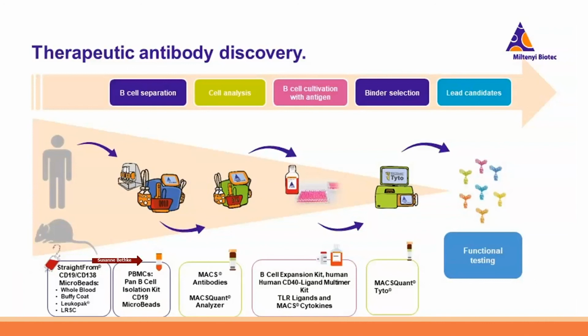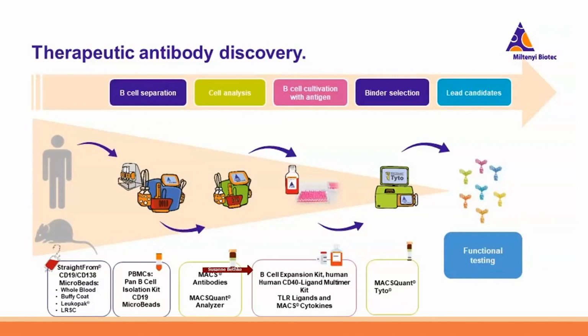And when you have isolated your B cells, of course, you're going to use the panels we suggested before to really see what B cells you have, if you really have what you wanted, and how the purity is. Of course, you want to do a bit of QC with the MACS antibodies and the MACSQuant analyzer. Then the next step would be cultivation of your isolated B cells in the presence of antigen to really push your antigen-specific B cells. For these culture conditions, we have this nice B cell expansion kit. We have a CD40 ligand multimer kit, a lot of TLR ligands and cytokines that you can add and use in the culture.